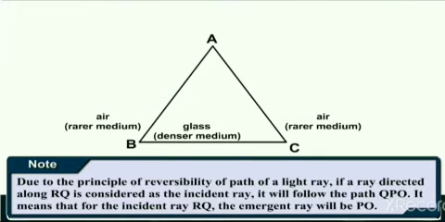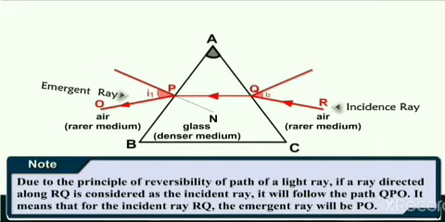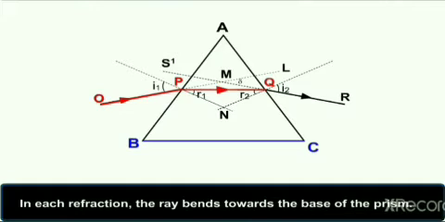Note, due to the principle of reversibility of path of a light ray, if a ray directed along RQ is considered as the incident ray, it will follow the path QPO. It means that for the incident ray RQ, the emergent ray will be PO. Thus in a prism, the ray of light suffers refraction at 2 inclined faces, AB and AC, of the prism. In each refraction, the ray bends towards the base of the prism.